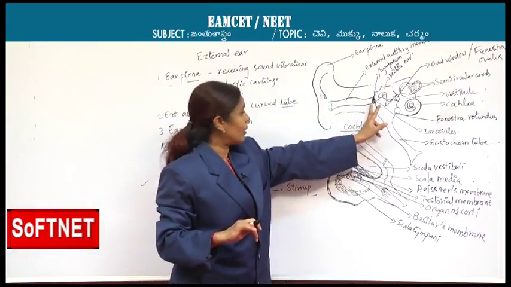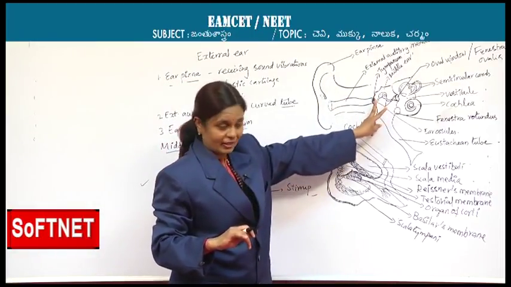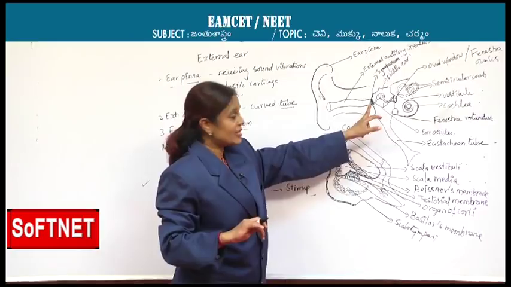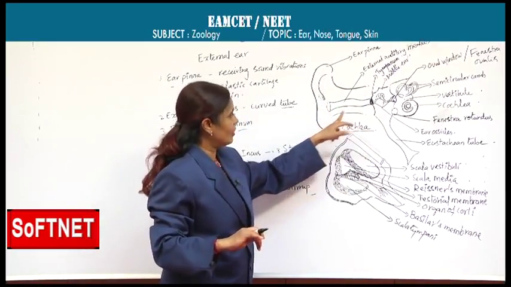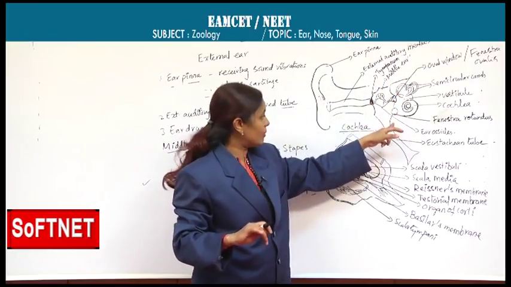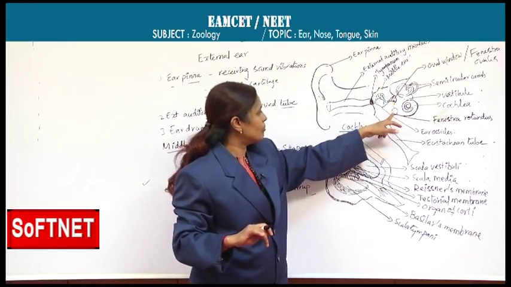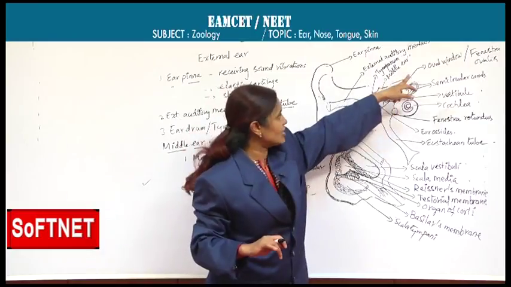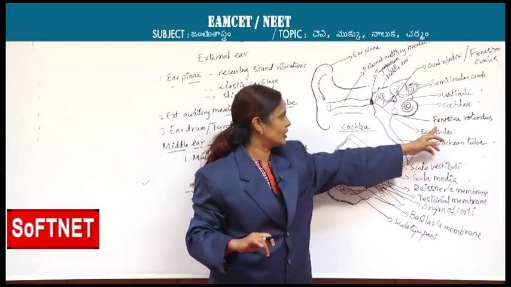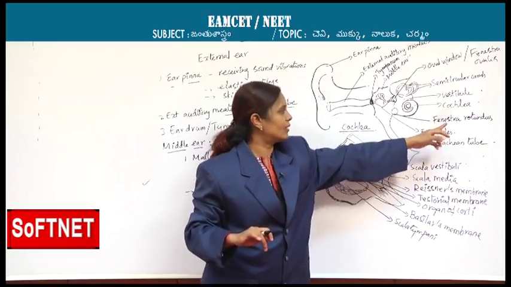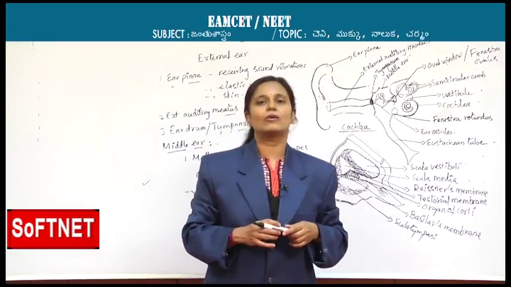So, the 2 boundaries of the middle ear cavity are, one is the tympanum that separates the middle ear cavity from the external ear, and the other one is a bony partition with 2 membrane covered openings, that is the oval window or fenestra ovalis, and the other one is the round window, otherwise called fenestra rotundus.